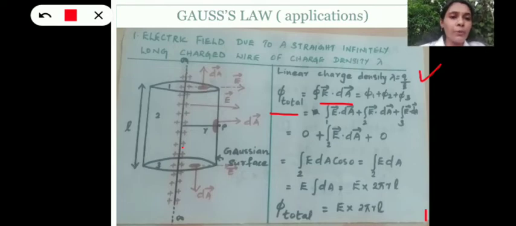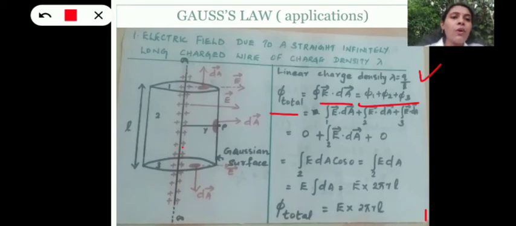I hope you remember the previous session. In the previous session we discussed that for any closed surface, the electric flux is calculated using the closed integral of E dot dA. Since this closed surface consists of three surfaces, the total electric flux will be the sum of the electric flux through these three surfaces. That means phi 1 plus phi 2 plus phi 3, where phi 1, phi 2, phi 3 are the electric flux through surfaces 1, 2 and 3 respectively.